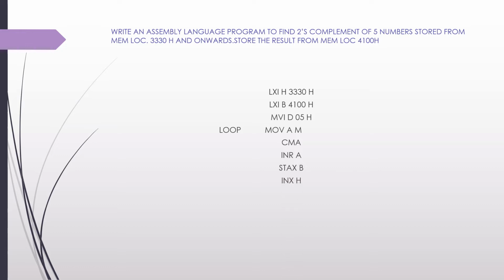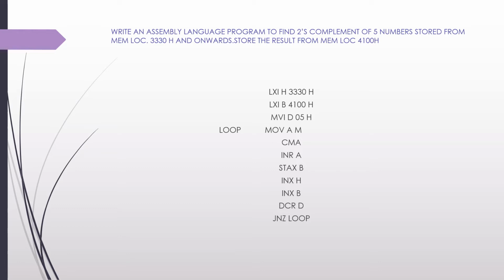Once you store that first data as 2's complement in 4100, now you have to go to 3331 as well as 4101. So for that we have done INX H and INX B. Okay, then you have to go back to do the shifting of the data, complement it, and then add 1 to it. So that is the loop, isn't it? So the counter is D, so we are decrementing the counter and then going back to take the data to accumulator, complement it, again add 1 to it, and then store it in the next memory location.